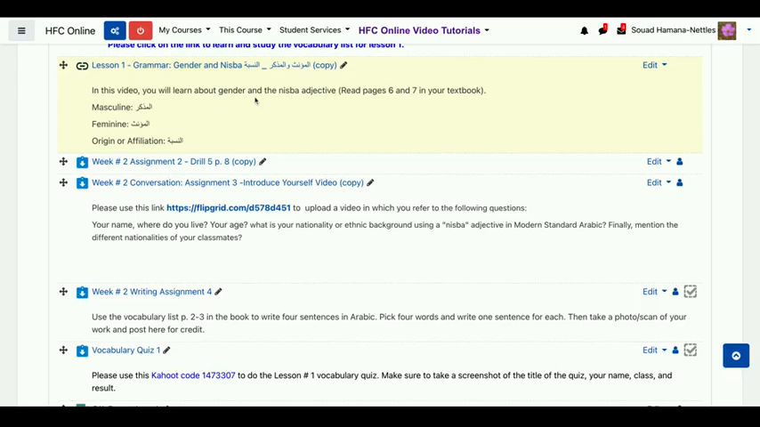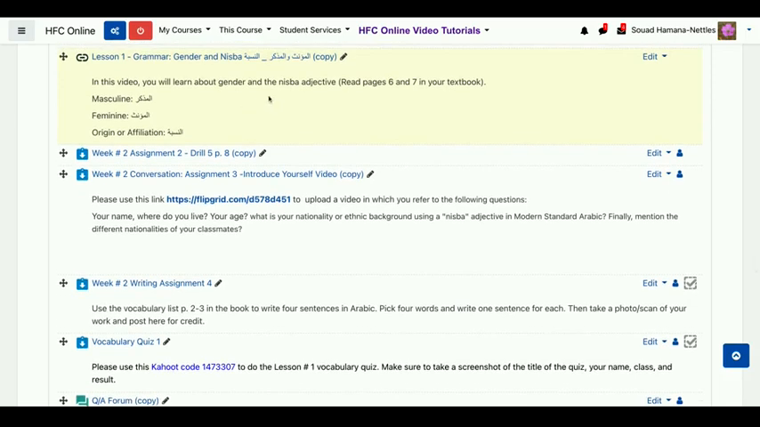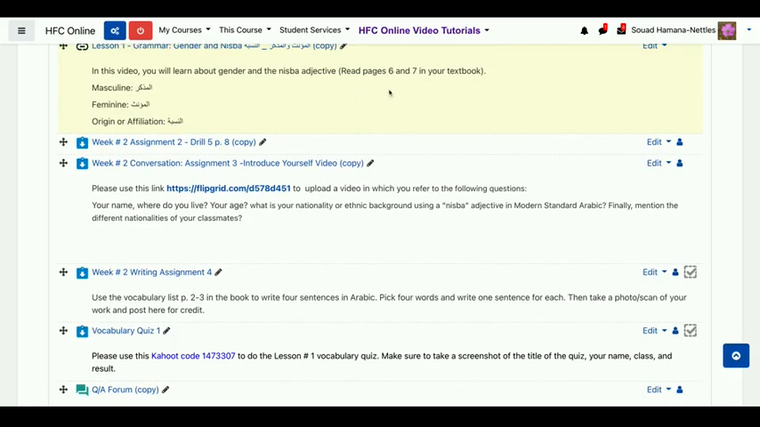So please, when you watch a video, it is not a movie, it's a lesson. So always keep notes with you, and each time you pause, maybe you go back to it and try to understand the explanation. After finishing with this, and here you have 2 parts, I suggest you do the first part about gender first and then do the nisba, so you won't be mixed up. Also, reading pages 6 and 7 from Al-Kitab will help you understand the video.